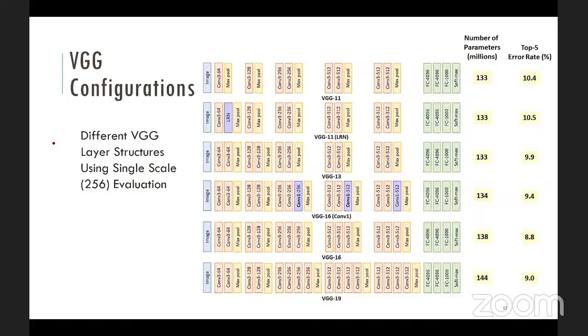These are the various VGG configurations you can see here: VGG 11, VGG 13, then VGG 16, and VGG 19. You can see the introduction of these layers here. Maybe this VGG 16 is giving you good performance. These are the performances denoted on a single scale evaluation. Now, what do we mean by single scale evaluation? All images here are of the same size.